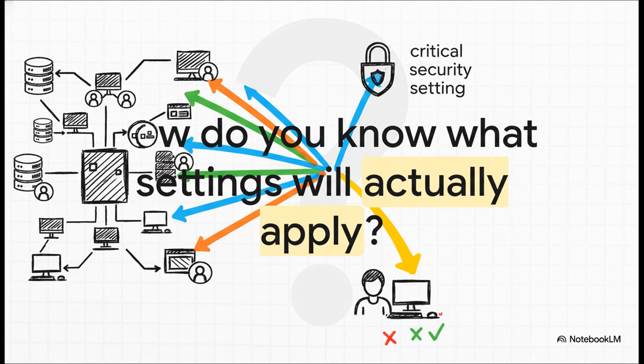I mean, think about it. You've got this huge Active Directory environment. You absolutely have to roll out a critical security setting. But with so many policies overlapping, maybe even conflicting, how can you be sure it's going to apply correctly to that one specific user on their particular machine? It's a high-stakes question, and it's one every sysadmin has to face.